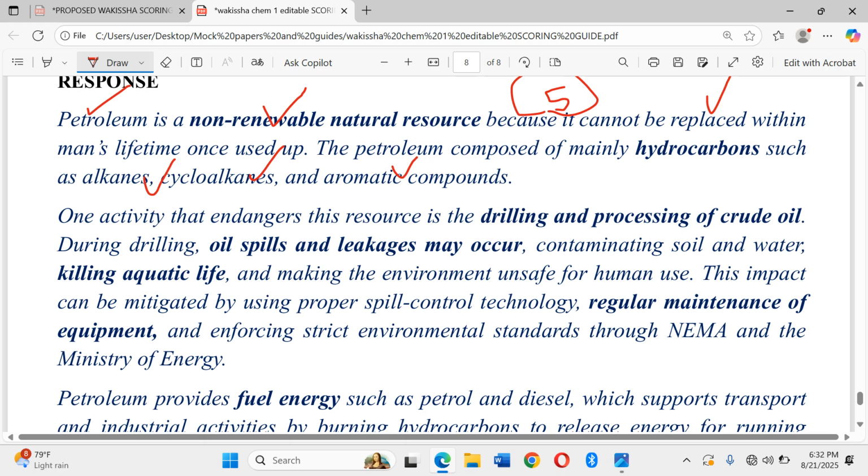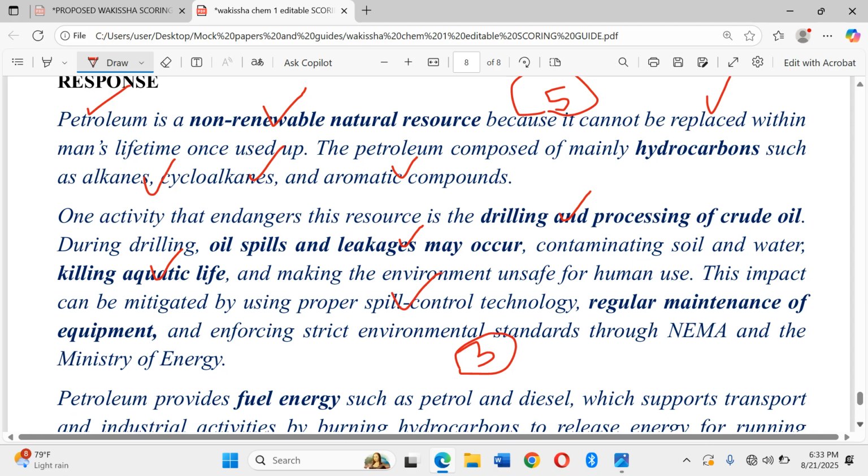One activity that endangers resources is the drilling and processing of crude oil. And they're saying during the drilling, oil spills and leakages may occur. That is a danger. Contaminating soil and water, killing aquatic life. This impact can be mitigated through proper spill control technology and regular maintenance of equipment and enforcing strict environmental standards. Here we have put a number of ways to mitigate, but of course you can choose only one, so you're able to get all your 3 scores.